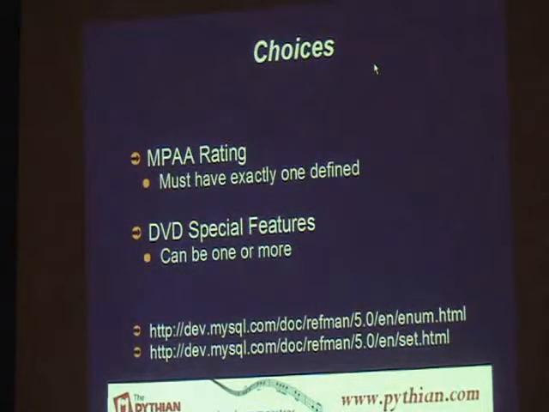Choices. So what happens when you have a choice? Like the MPAA rating. You have to have exactly one of them defined. Okay, maybe you could have null because you don't know what the rating is, but it's on the back of every single box. Just like the title. It's always there. Unless you get the unrated version.